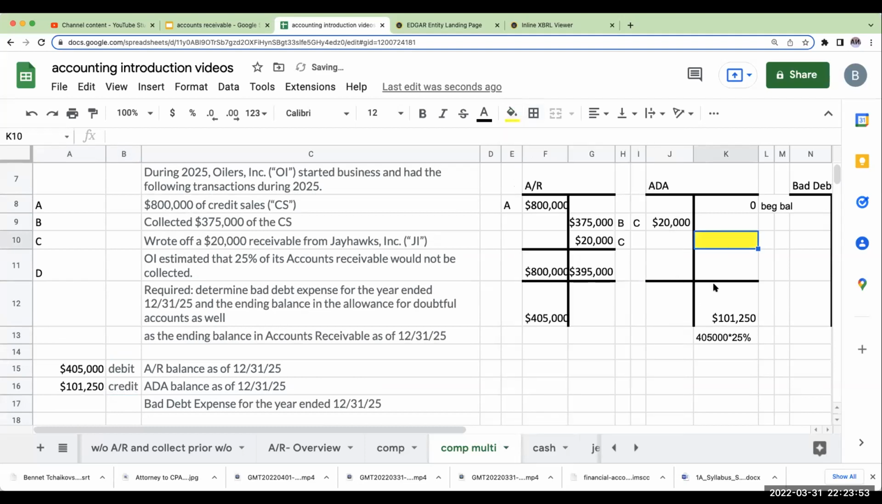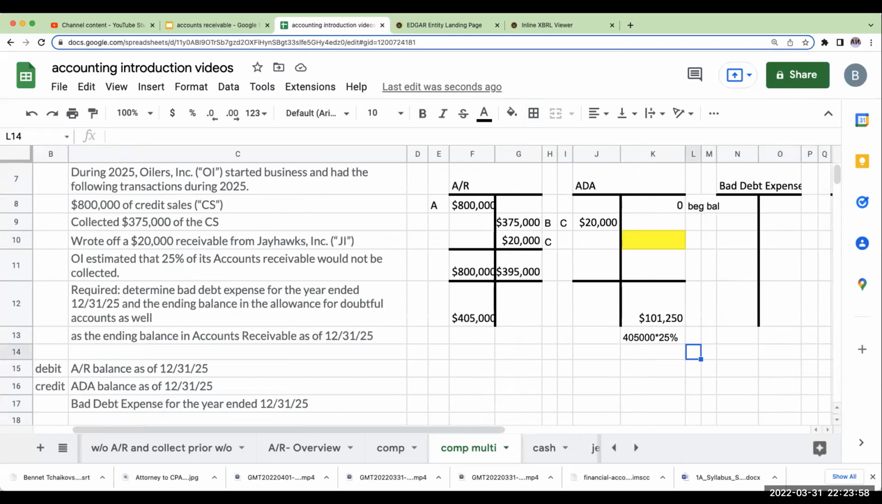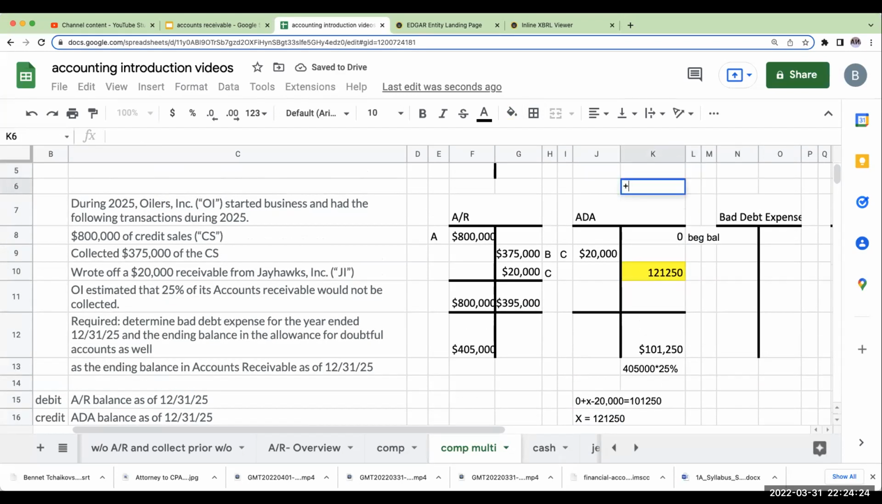Now to record bad debt expense, this is always the last step. The amount that goes into bad debt expense is whatever I need to do to balance my allowance for doubtful accounts. So 0 plus X minus 20,000 equals 101,250. If I isolate X, I'm going to get X equals 121,250. And how do I know that this is correct? 121,250 minus 20,000 is 101,250.